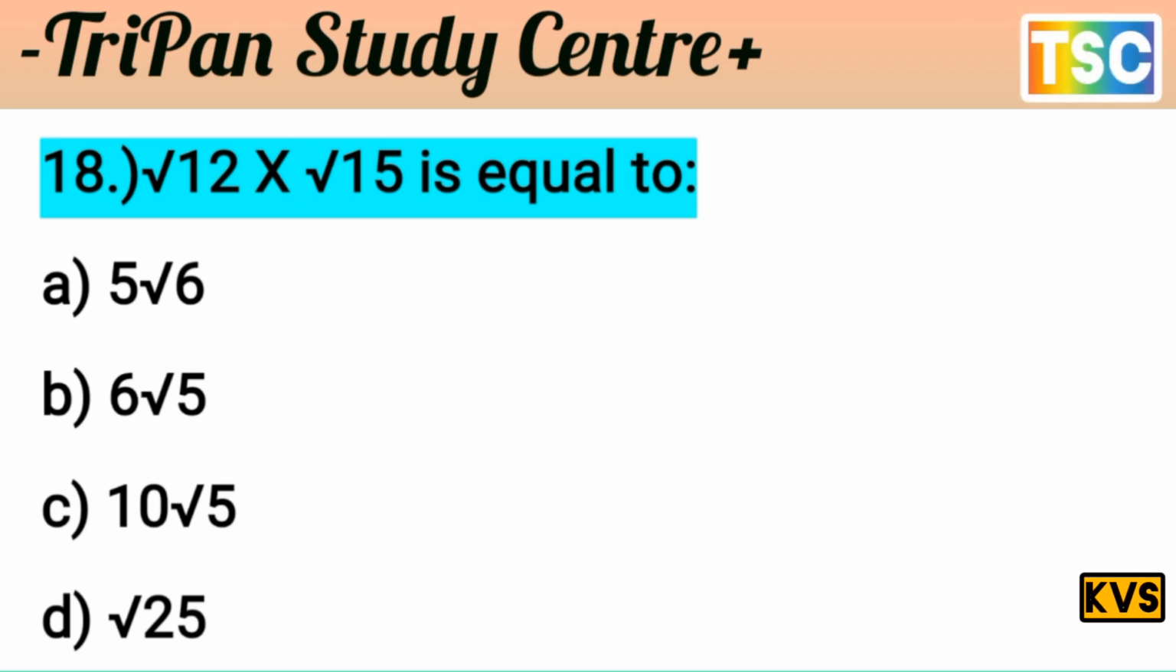That is easy. You mostly use the factorize method. 12 factorizes as 2, 2, 3. And 15 is 3 and 5. It means 2 pairs and 3 pairs here. But 5 has no pair. The option B is correct here. Let's see the next question here.